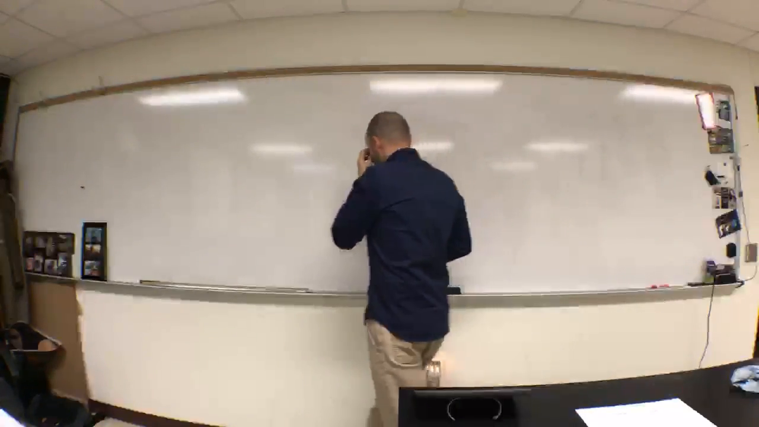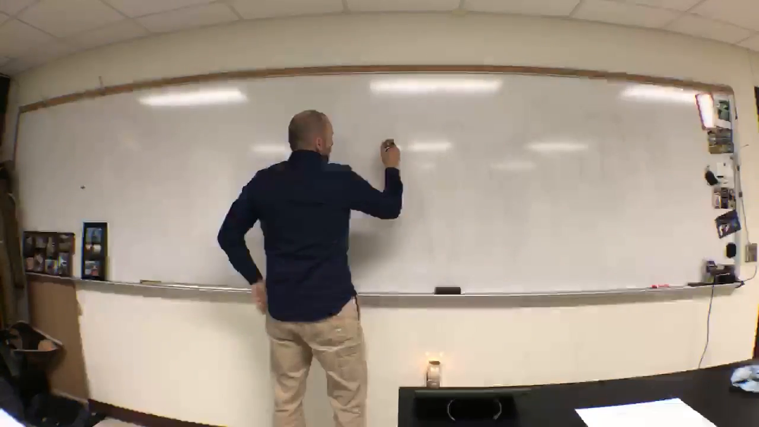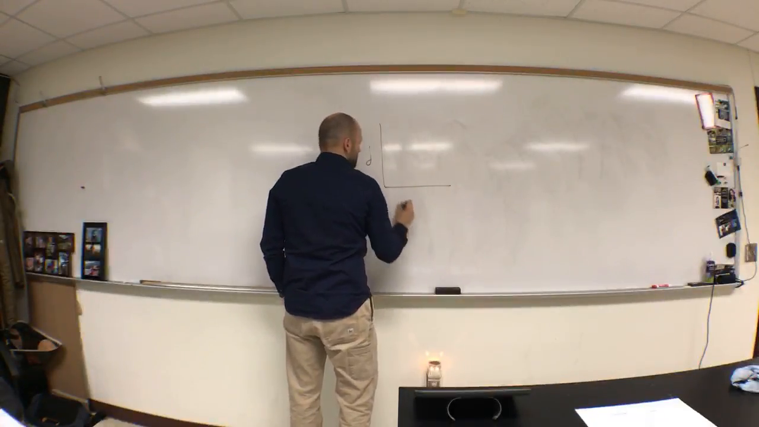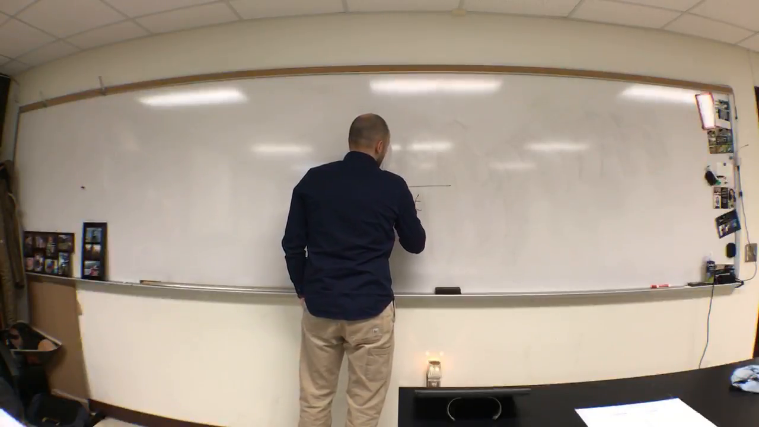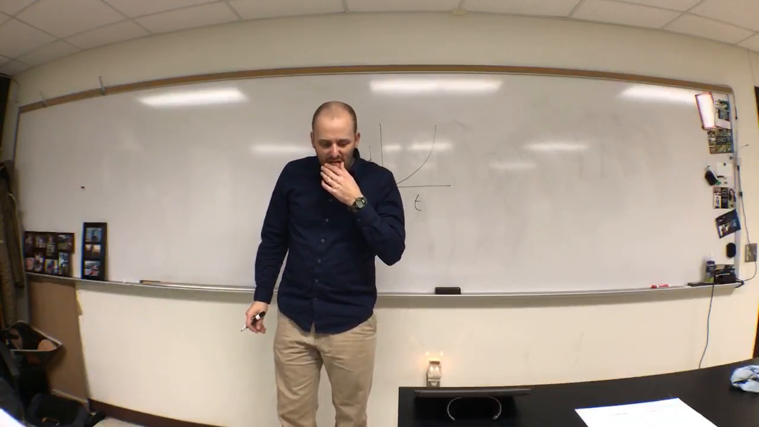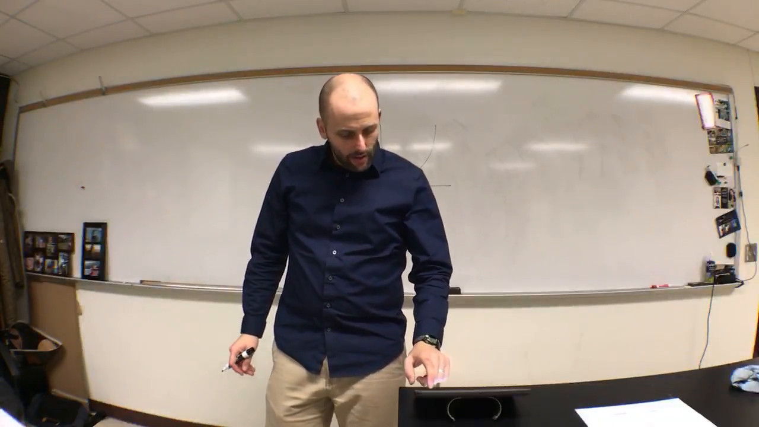Okay. Number 9 has a graph that looks like this. Distance, time, and we're doing something like that. Okay? What I want to make sure we get on number 9 is this.